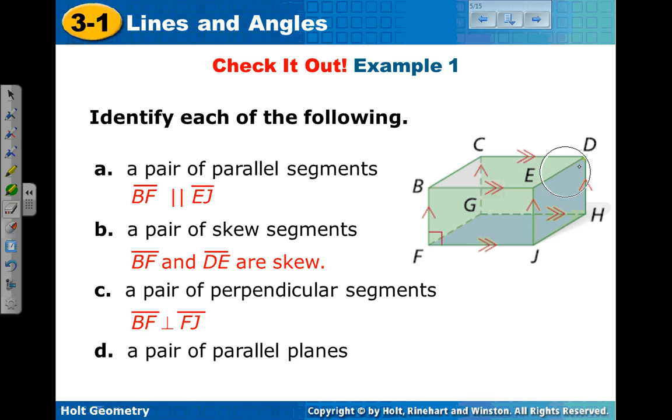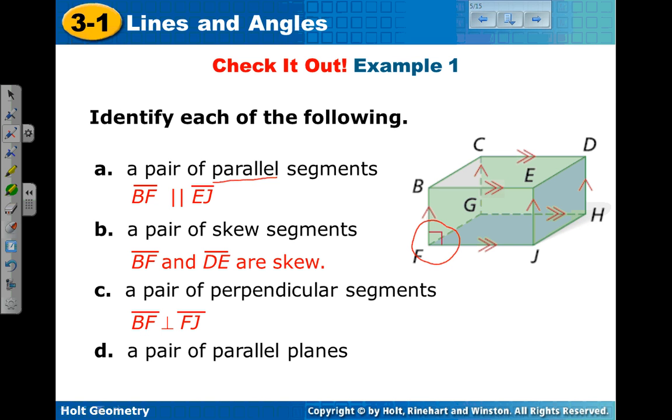Now, to be on the safe side, I would always choose the line segments or lines that are clearly marked perpendicular and/or parallel, as in letter A up here. So BF is marked perpendicular to FJ. Now, there are a lot of other line segments that look perpendicular, but they are not marked. So just to be on the safe side, always pick ones that are clearly marked perpendicular.